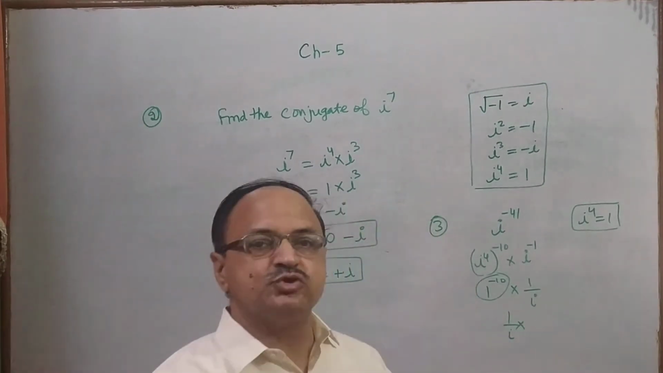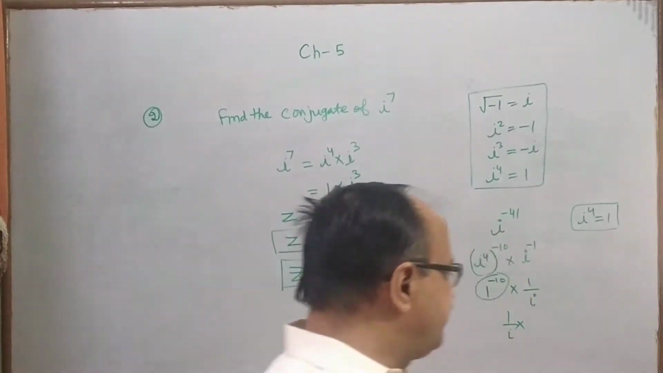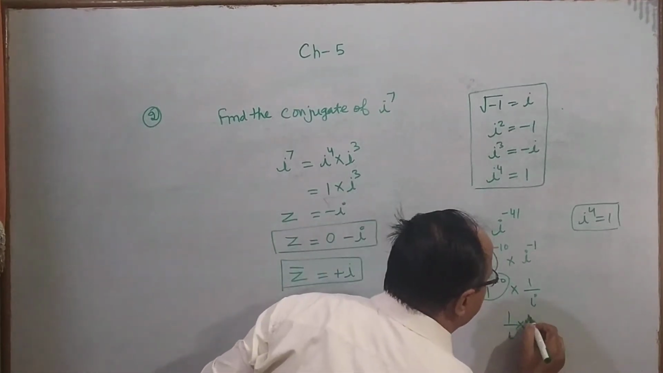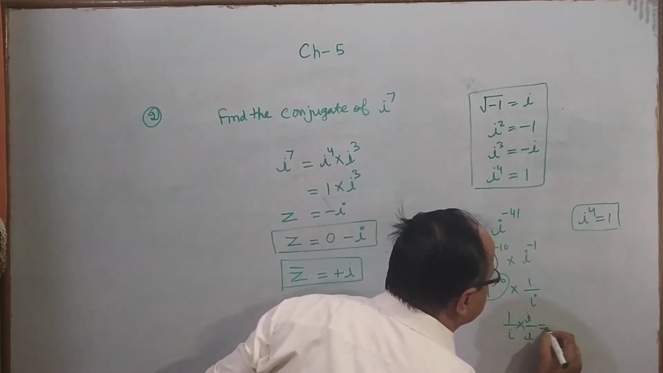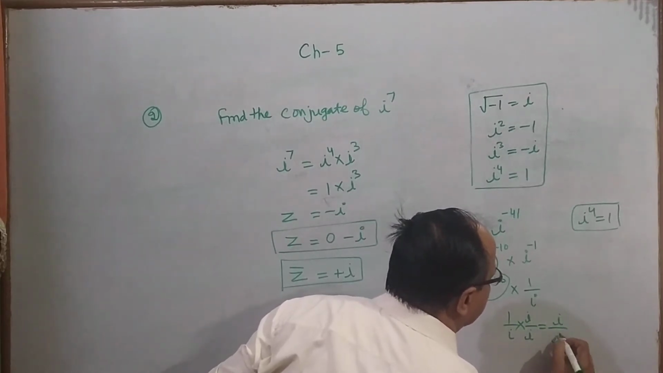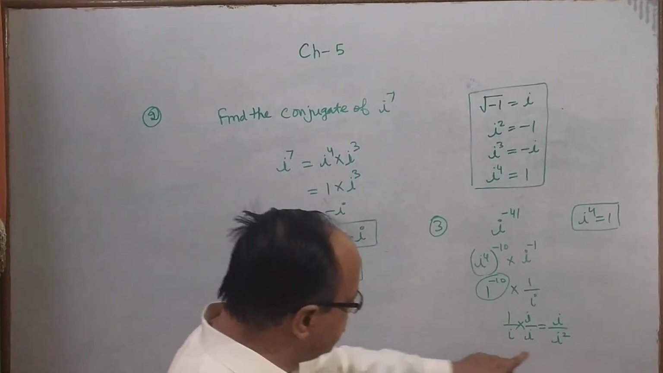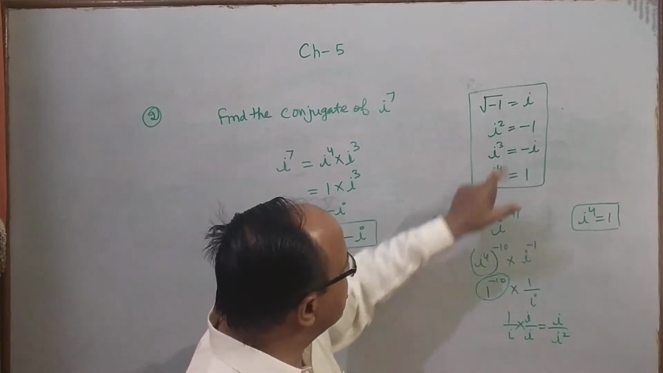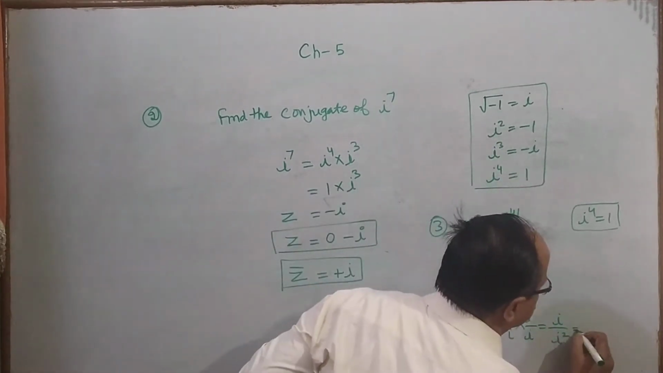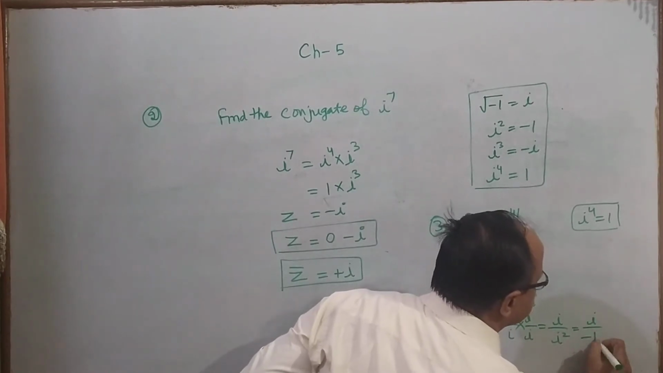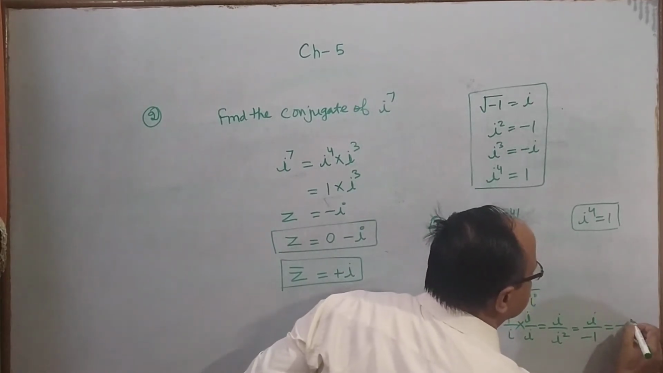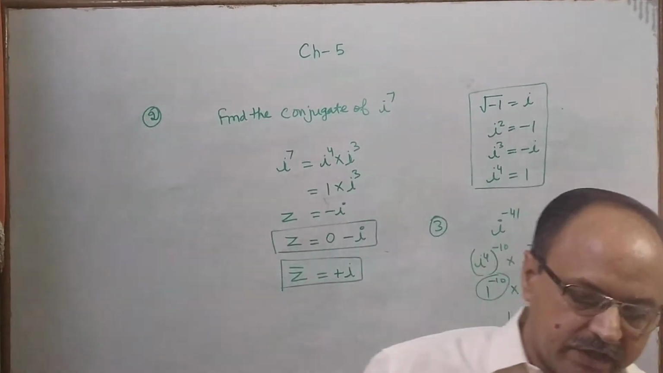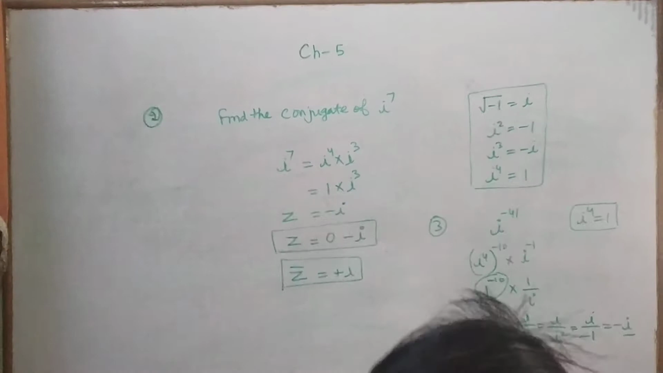But the answer should be in the standard form. Therefore, multiply numerator and denominator by iota. That is iota by iota square. And you know, what is the value of iota square? Minus 1. Iota upon minus 1. Therefore, you can say minus iota is the answer. So, similarly, you can solve this type of question.